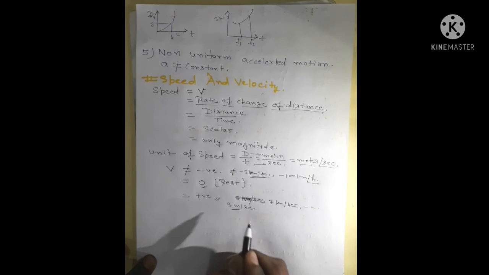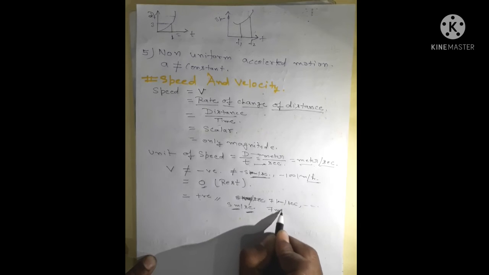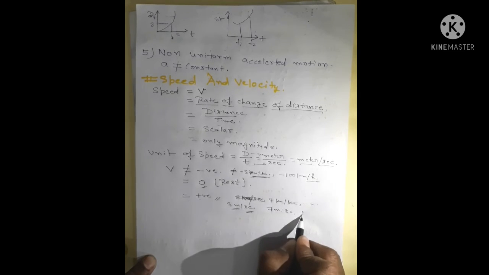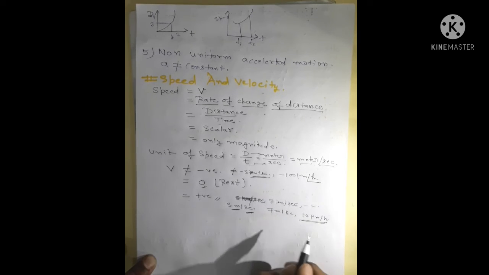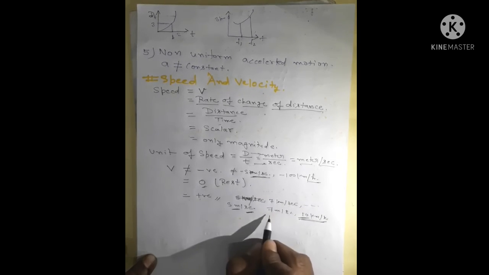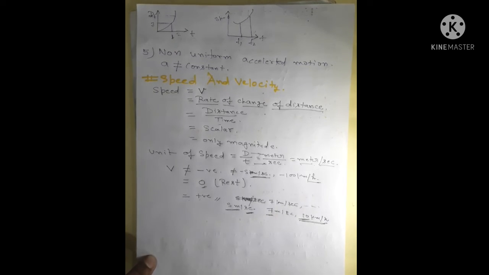Meter is the smallest unit and second is the smallest unit of time. 7 meter per second or 10 kilometer per hour. The magnitude is always positive, never negative.